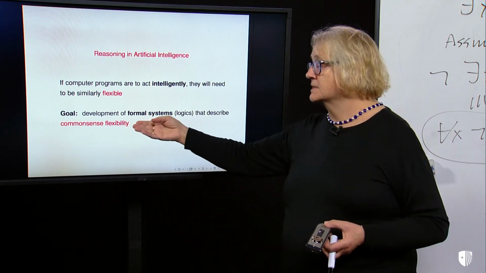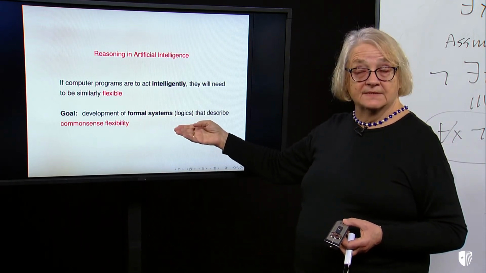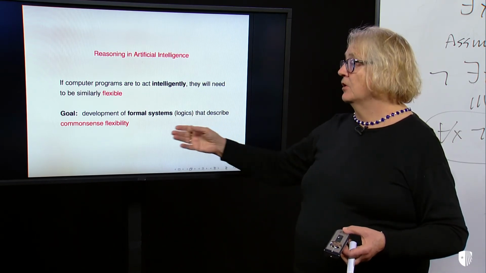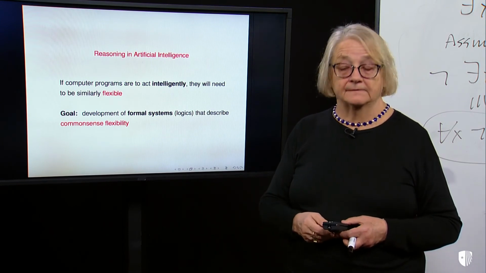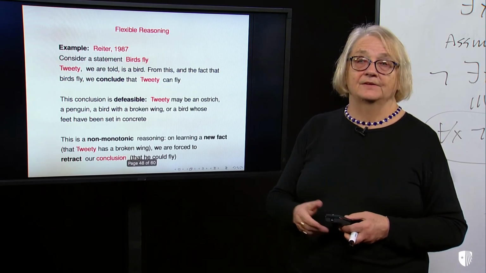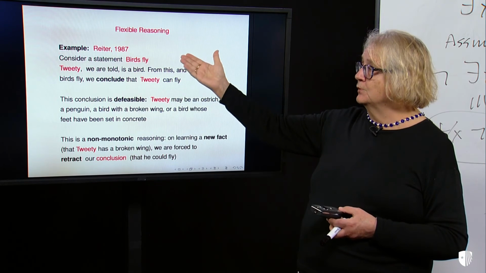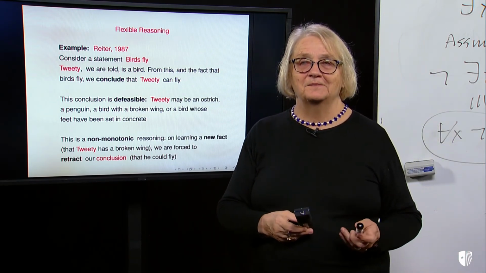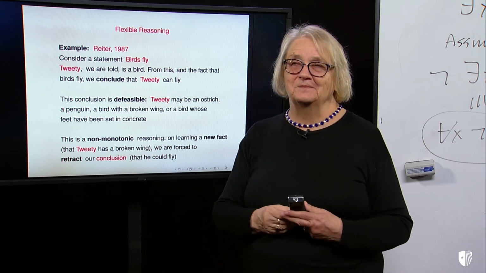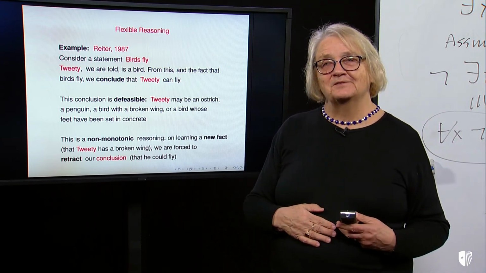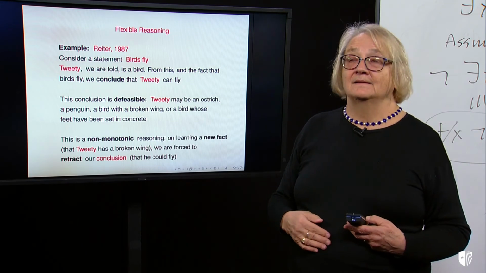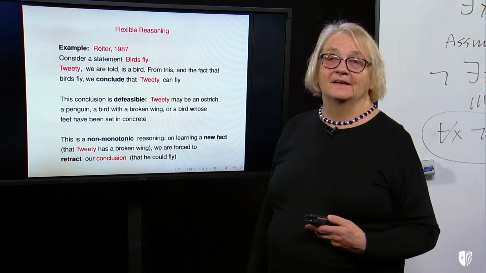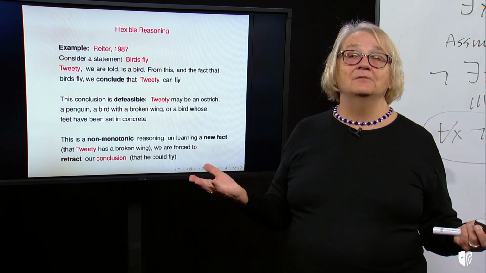So the goal is to develop formal systems, logics, that describe common sense flexibility. And flexible reasoning is like the Russell paradox for set theory. Reiter, 1987. Consider the statement, birds fly.